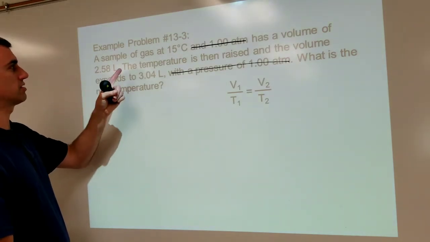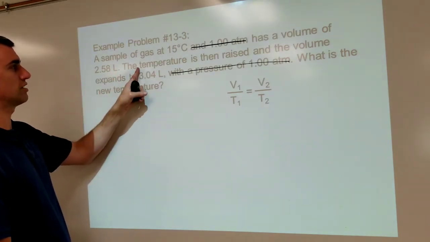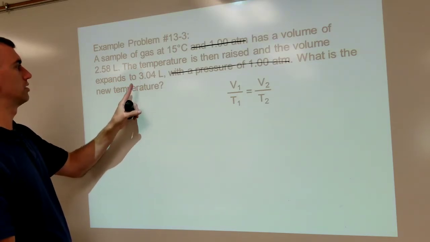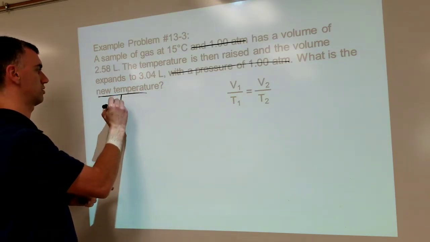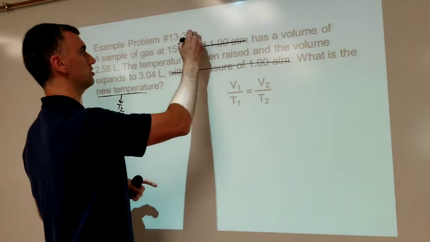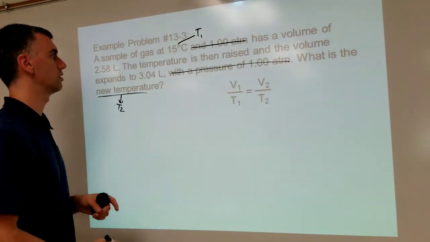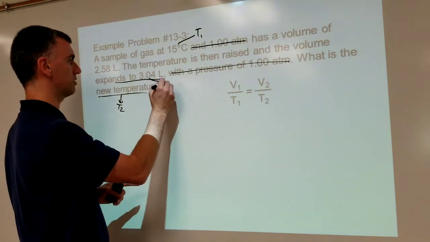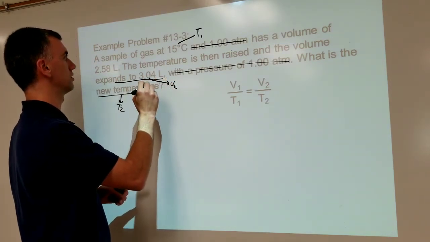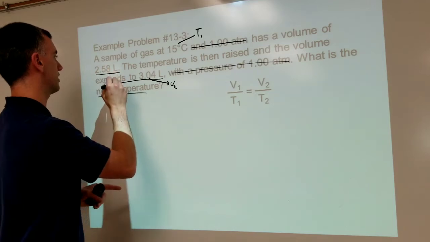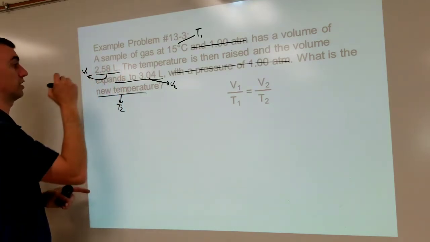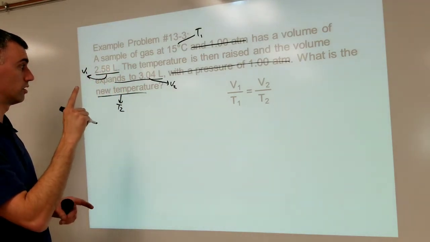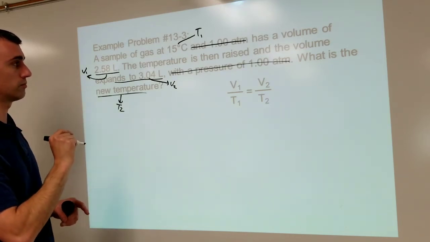So let's see. Sample of gas at 15 degrees Celsius. Temperature is raised. New temperature, that's temperature 2. And if that's temperature 2, this must be temperature 1. And it expands to this, so that's going to be our volume 2. And if that's our volume 2, then this is our volume 1. So we're trying to solve for T2.